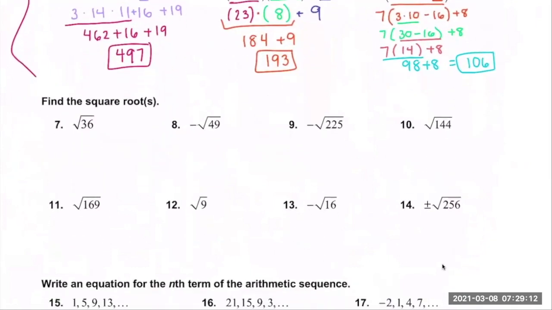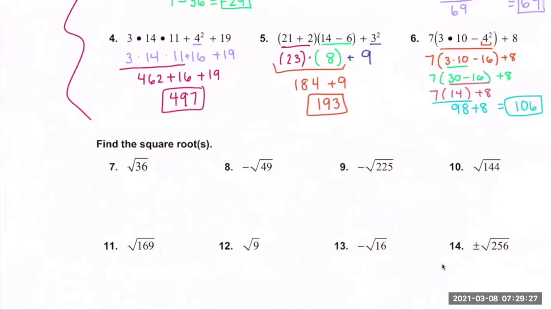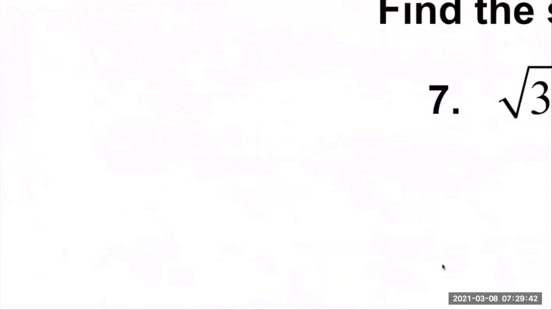So now let's move on to finding the square roots. So on these ones, you can use a calculator, but also knowing your perfect squares is so helpful. And on all of these, we're not going past 16. So if you can know your perfect squares up through 16, that would be so helpful. And if you're like, well, what are perfect squares? That's when you take the same number times itself to get the answer.